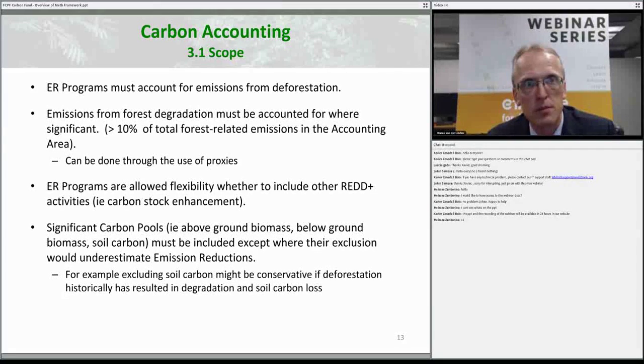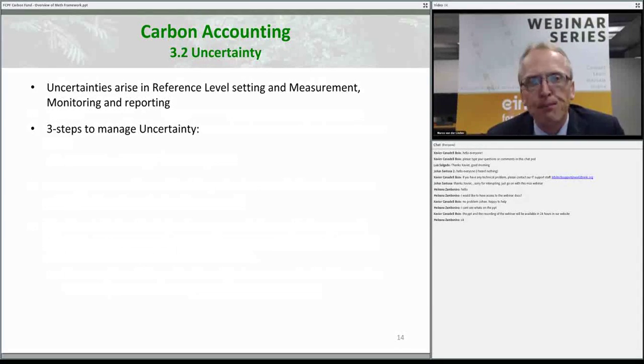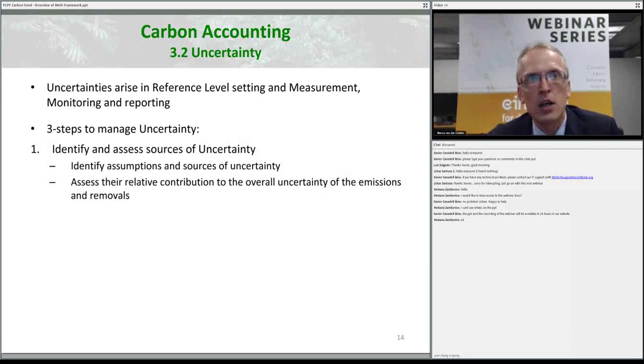Then when we start setting a reference level and monitoring emission reductions, we know there's uncertainties associated with that. Uncertainties which arise from estimating your reference level, doing your measurements, etc. So the methodological framework requires 3 steps to manage that uncertainty. The first step is basically that you identify and assess all the sources of uncertainty, and assess how much they would contribute to the overall uncertainty of the emission reductions and removals.